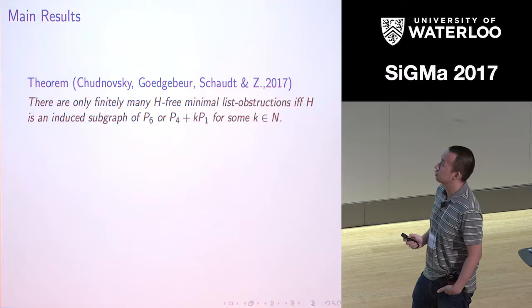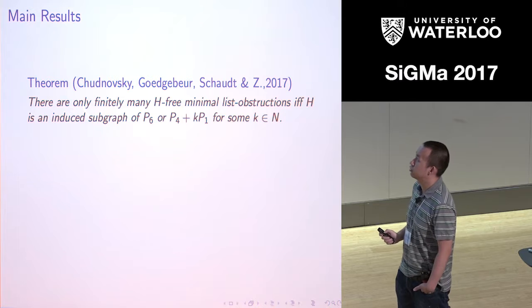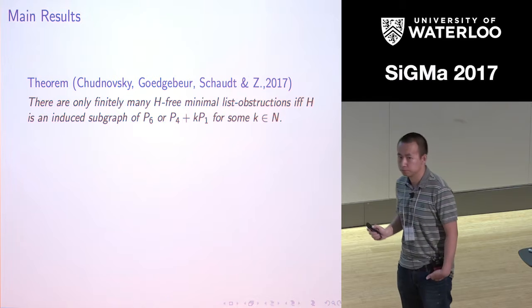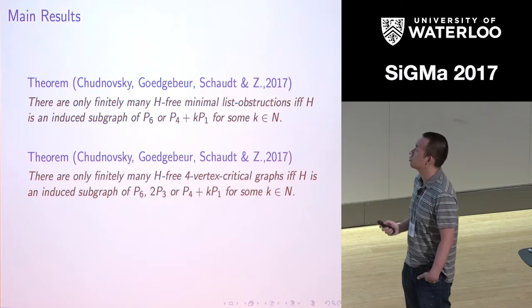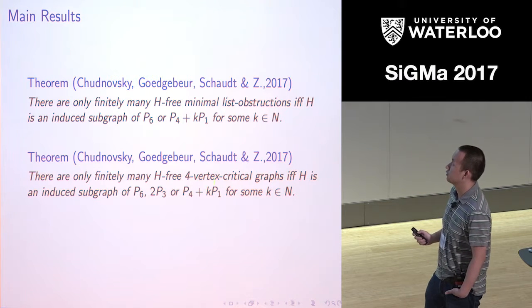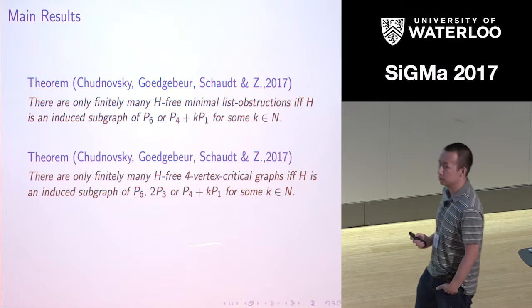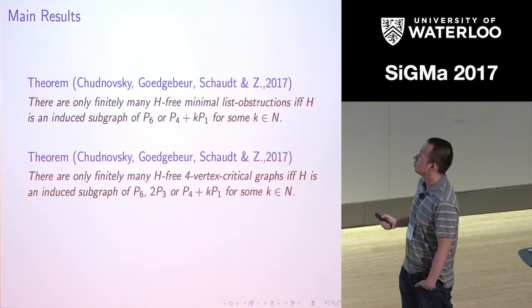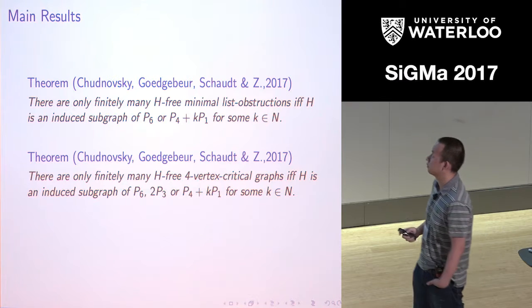The first result is that there are only finitely many H-free minimal list obstructions if and only if H is an induced subgraph of P6 or P4 plus some vertex. The next result is to get rid of the connectedness of H. So there are only finitely many H-free vertex-critical graphs if and only if H is an induced subgraph of P6, 2P3, or P4 plus some vertex. So these are our two main results. And please note that the 2P3 only appears in the case of full critical graphs.